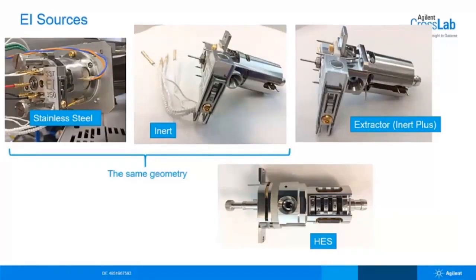The second line tells you what type of ionization, whether it's electron ionization, EI, or chemical ionization, CI. And finally, the number on the bottom tells you the temperature limit of the source. So in this case, it's 350. So when in doubt about what source you have, take a look at the front of the heater block.